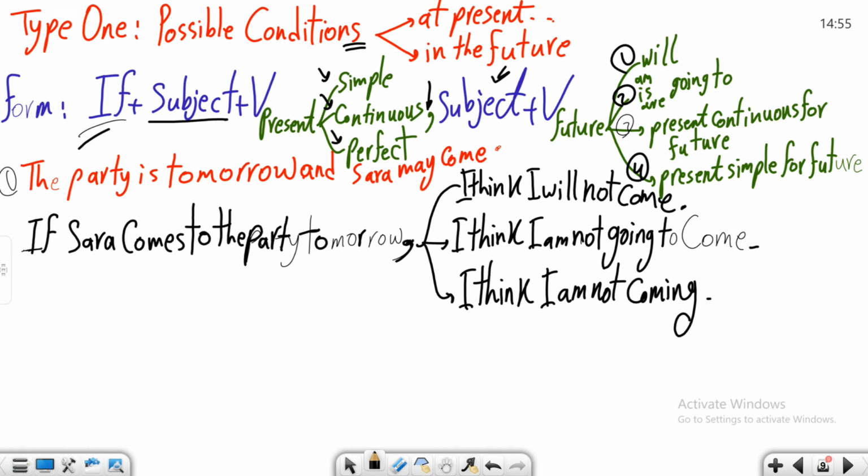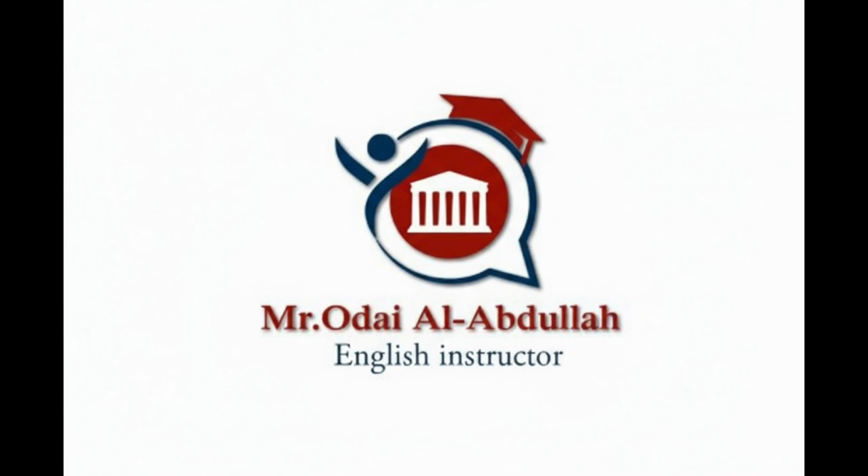And I say to my friend, if Sarah comes to the party tomorrow, you say, teacher, wait. You are using present simple to express future? Yes. We said that type 1 is used for a possible condition. The condition is Sarah coming.